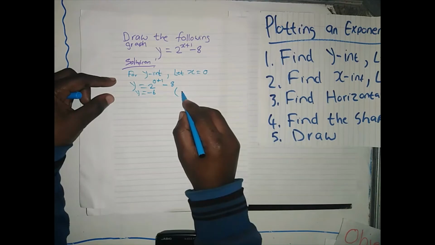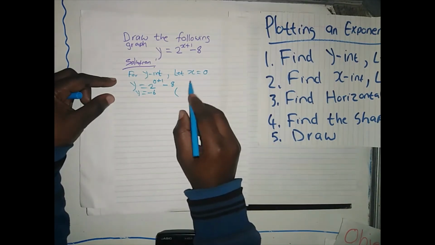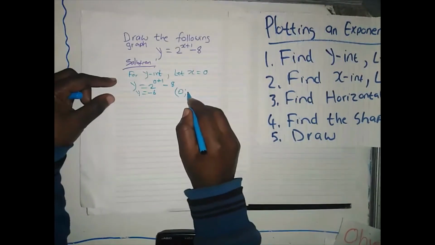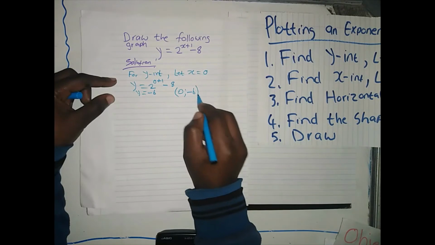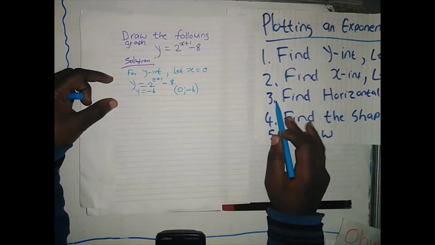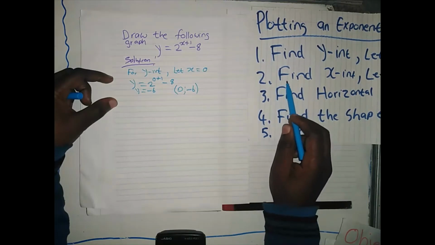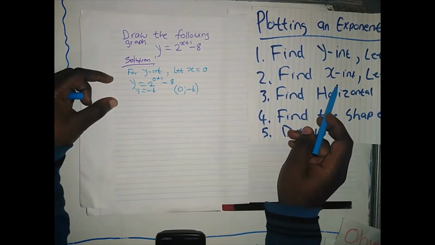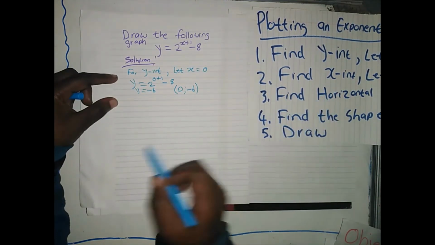So you've got a point, and that point at x there is what? There is 0. So x is equal to 0, and then at y there is minus 6. And that is a point on the graph. So step number 1 done. So step number 2, find the x-intercept. And how to find the x-intercept? You let y be equal to 0.